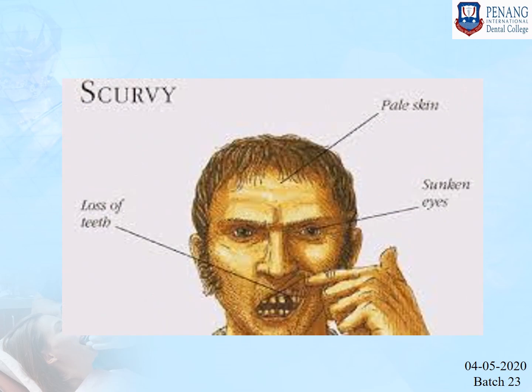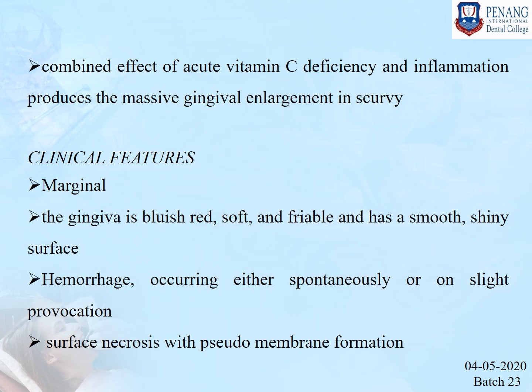So this is a diagram of a patient who is having scurvy. In this, the patient will have pale skin, sunken eyes, and the patient will lose his teeth also. The combined effect of acute vitamin C deficiency and inflammation produces the massive gingival enlargement in scurvy. So we have discussed already the clinical features.